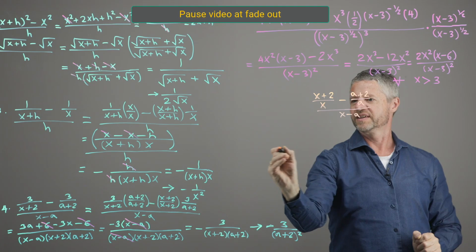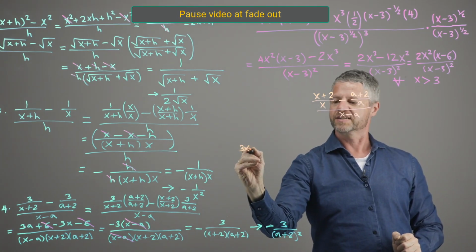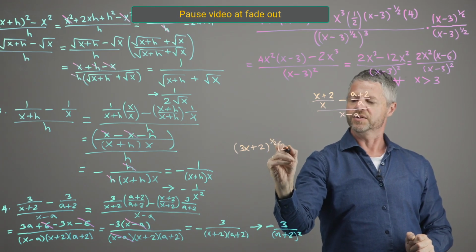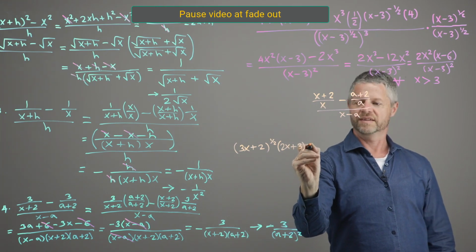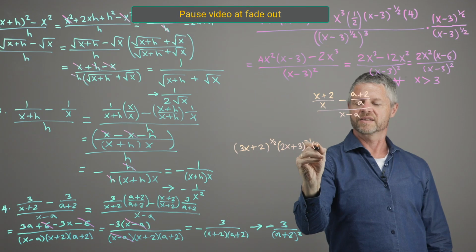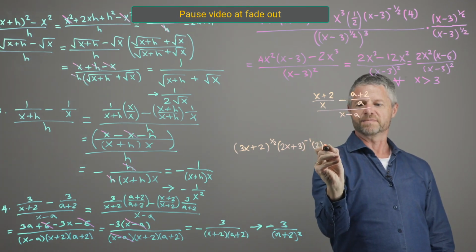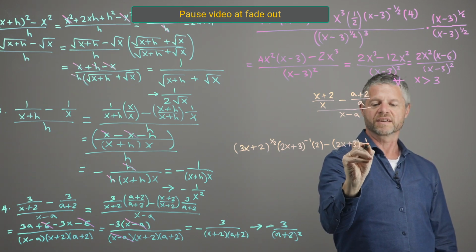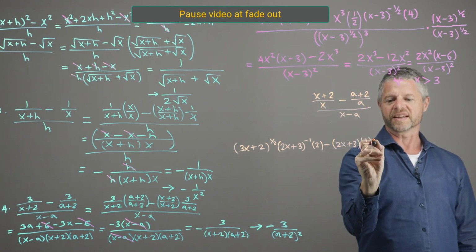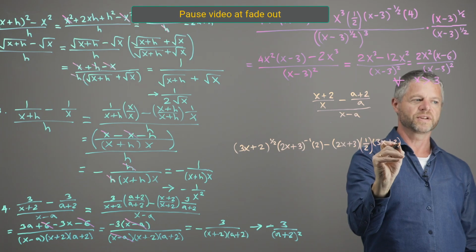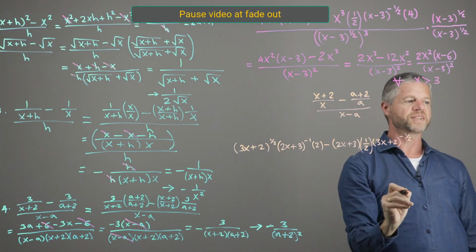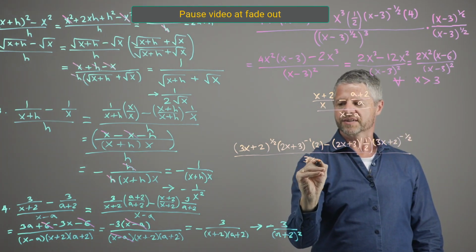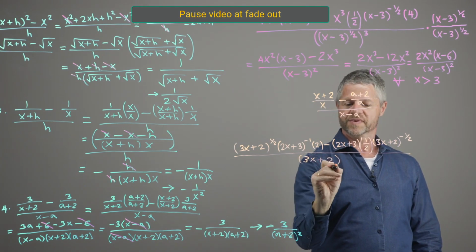So let's do 3x plus 2 to the half, and then 2x plus 3 to the minus 1, and then constant 2, minus 2x plus 3, and then let's have a constant of 1/2, and then a 3x plus 2, and an exponent of minus 1/2, and this whole thing divided by 3x plus 2 to the 1/2.